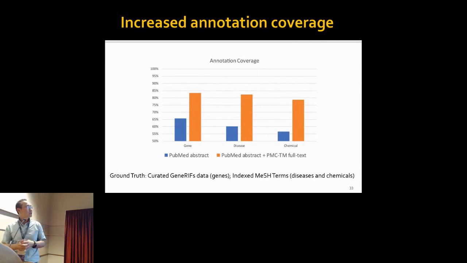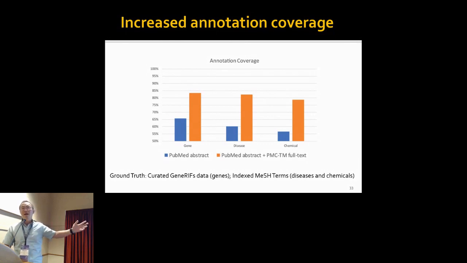So together we actually see a big jump in terms of coverage, in terms of annotations we can have for different kinds of entity types. And here I just show you 3. As you can see, adding the full text significantly increases the content coverage in terms of different entity types. Not only that, we have also been making improvements in our tagging methods.